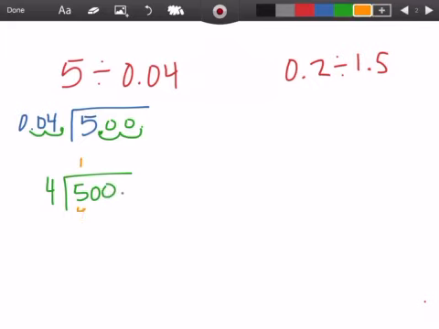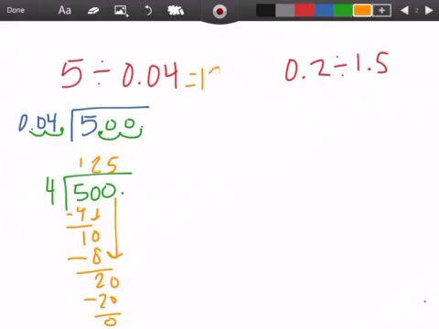4 goes into 5 once, into 10 twice, and into 25 times. So my answer here is 125. It's a whole number. All right, last problem.